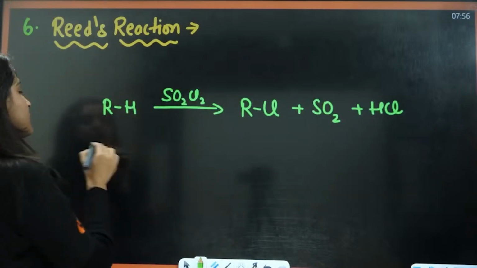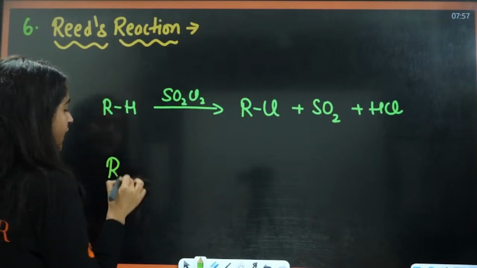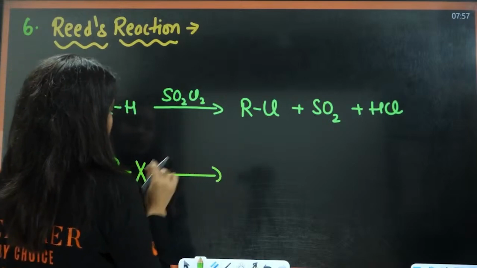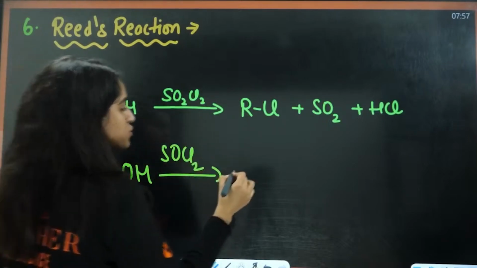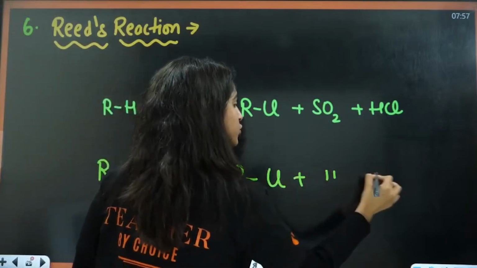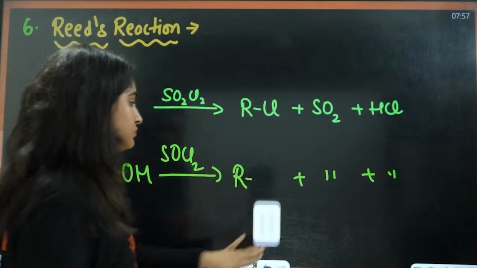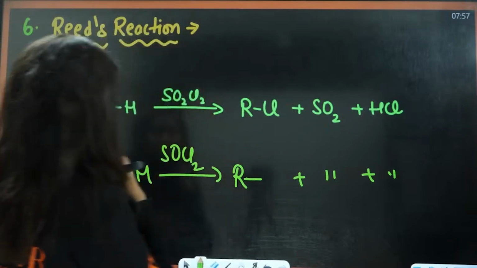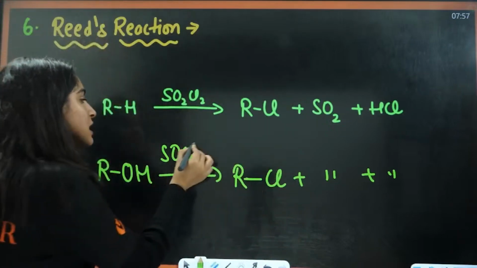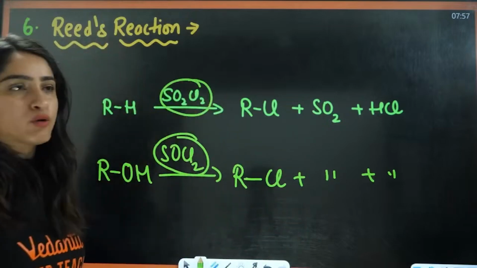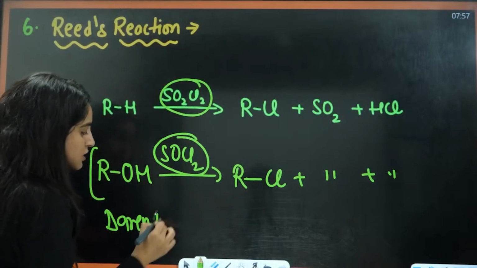For Reed's reaction, beta, this one is Darzens reaction. Wait, I'm writing here Darzens reaction. Here you have ROH, right? SOCl2. Here you have RCl plus SO2 plus HCl. So this is if you want to convert alcohol to alkyl halide, that is thionyl chloride and this is sulfonyl chloride. This is Reed's reaction. This is Darzens reaction.